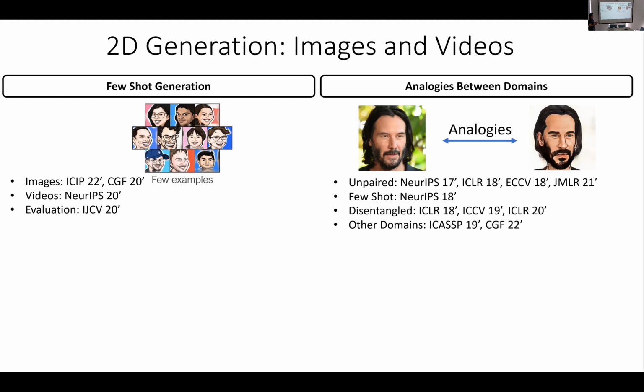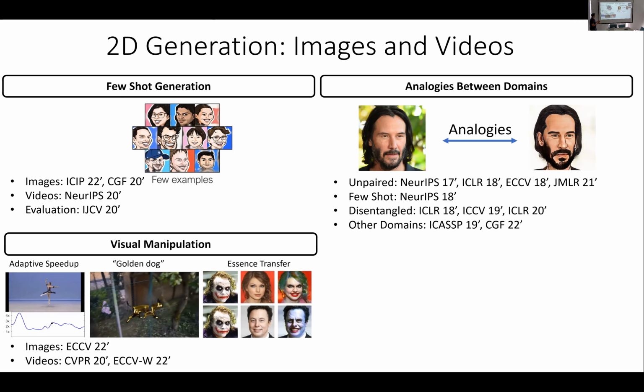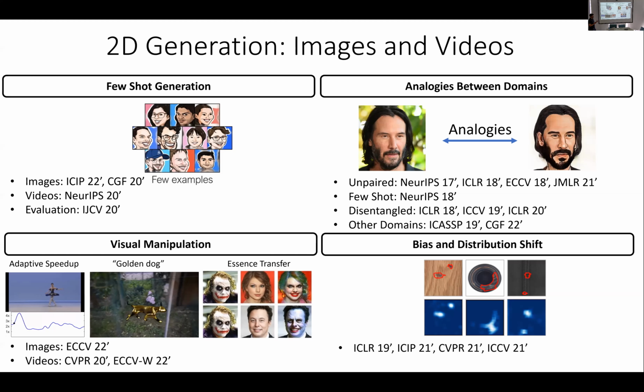I looked at the problem of finding analogies between domains, where you're given an image in an input domain and you want to generate an analogous image in a target domain. I also looked at the setting of visual manipulation, where you want to adapt an input video or image semantically. For example, on the left, adaptively speeding up a video, manipulating objects in a video, changing the essence or style of images. And I also looked at how these generative models can be used for downstream applications, such as mitigating bias and detecting distribution shift.